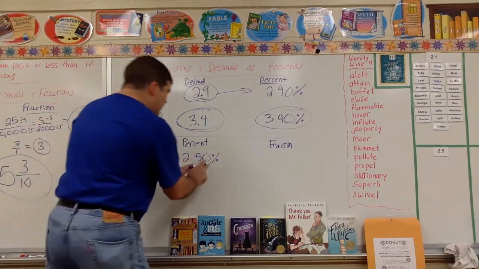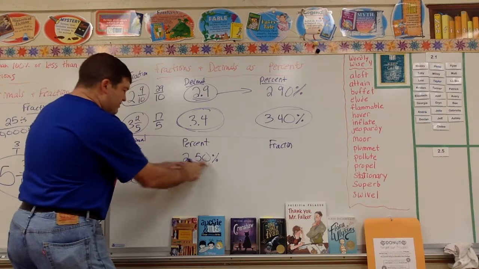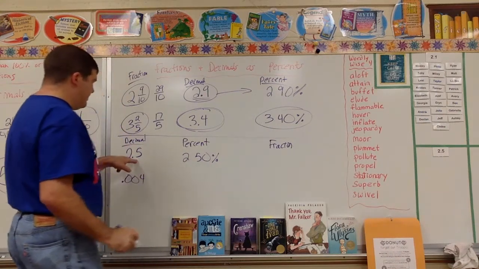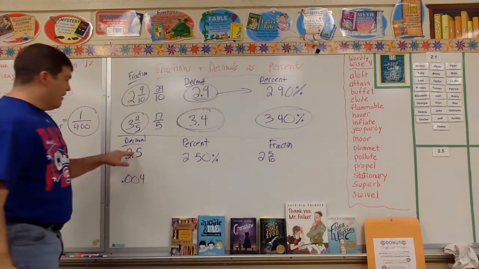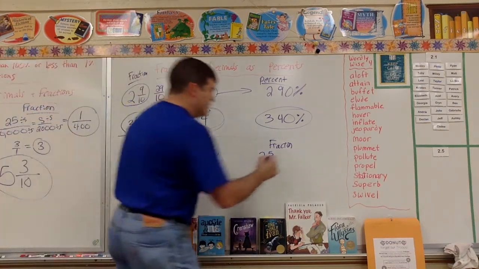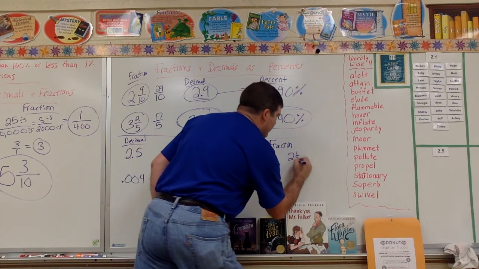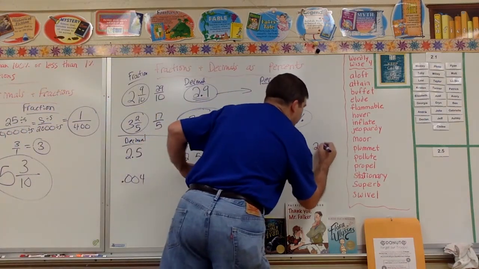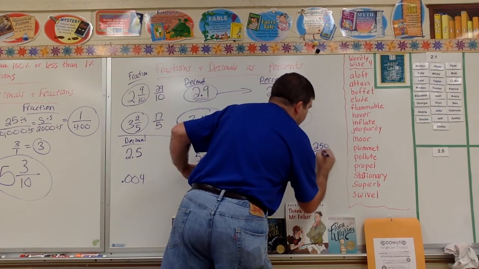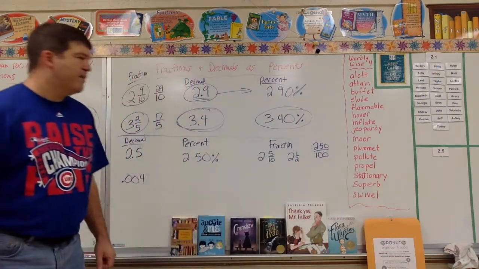Now, I could either go to this one from this, or this. If I go from this, it's 2 and 5/10. And 5/10 is a half. 2 and 1/2. Or if I go from here, 250 out of 100. There's my percent.